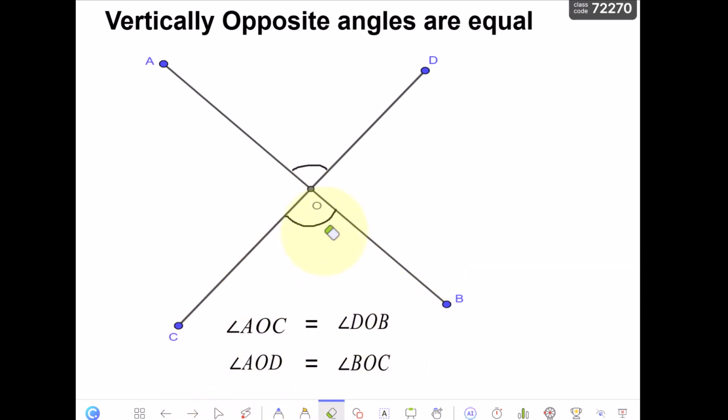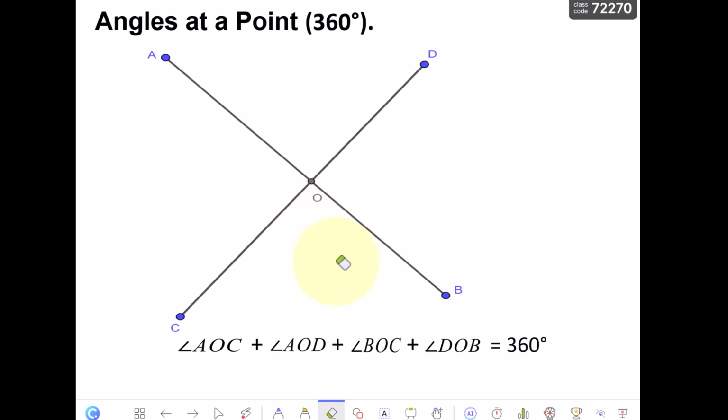Very, very important. Now let's go to the last property. This is angle at a point. Angle at a point is equal to 360 degrees. So what do we mean by angle at a point? We're talking about all the angles surrounding the intersecting lines. You can see the two lines AOB and COD intersect at this center point O.